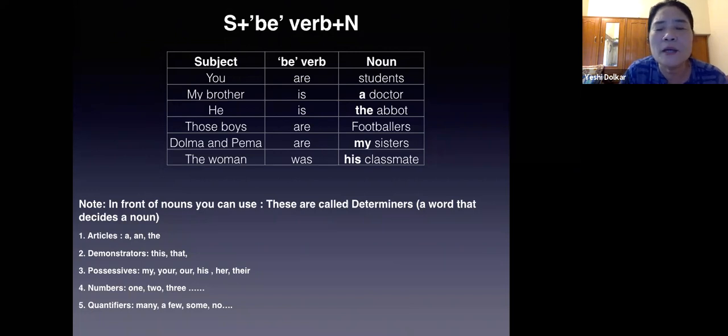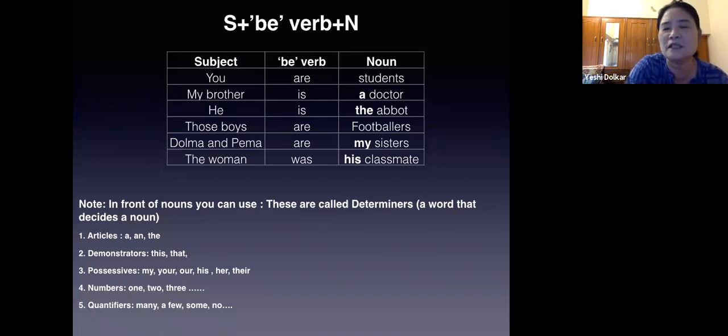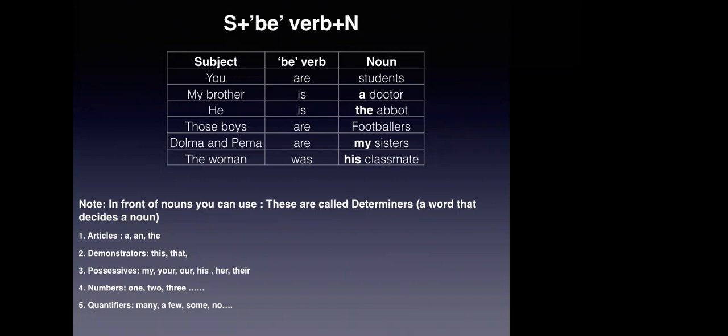Doma and Pema are my sisters. All right. Doma and Pema are sisters. When you put my there, or when you put his. The woman was his classmate. The woman was his classmate. And it's in Dores.